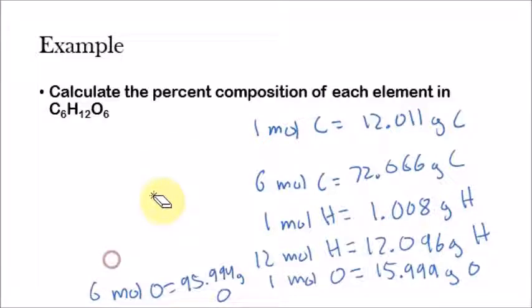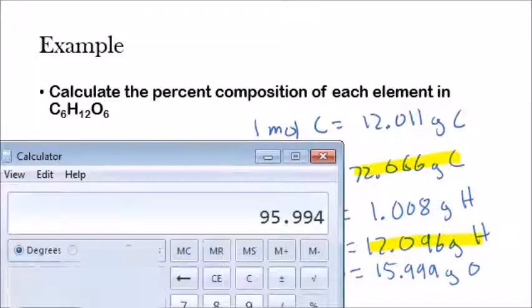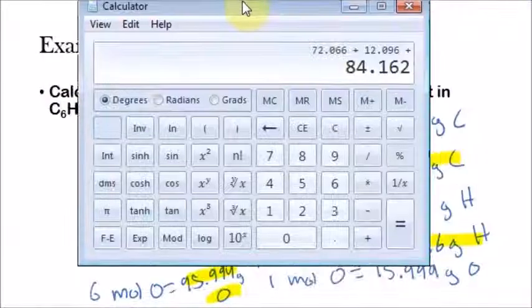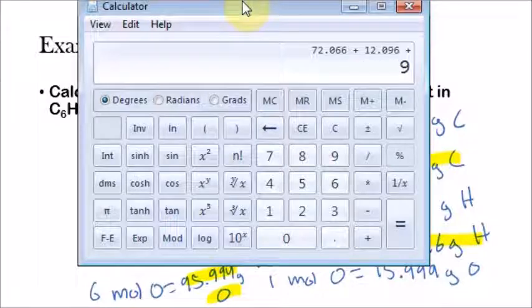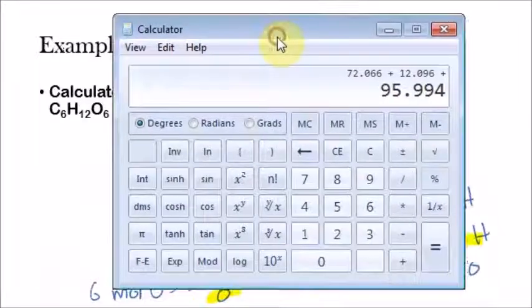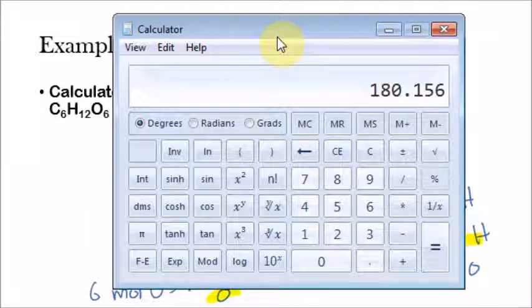Okay, so let's first find the molar mass of the compound. In order to do that, we're going to have to add all of these together. 72.066 plus 12.096 plus 95.994 is going to equal 180.156. So the molar mass of this compound is 180.156.